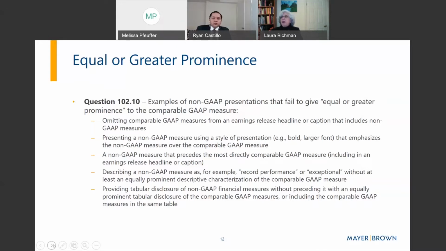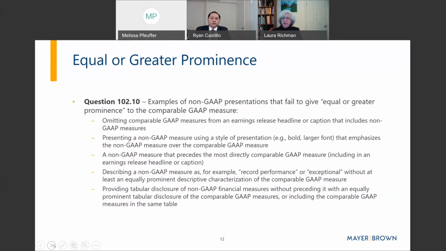Or if you characterize record non-GAAP earnings and don't mention that in GAAP there was another kind of characterization to be made. So if you're going to make a characterization, make it both ways, and be very, very cautious about talking about record non-GAAP measures when the most directly comparable GAAP measure may have been negative.